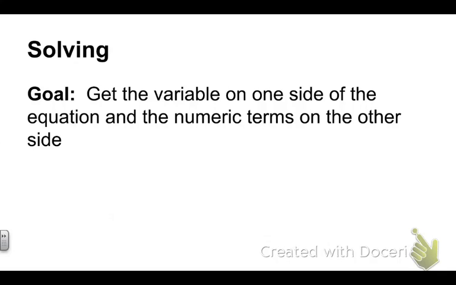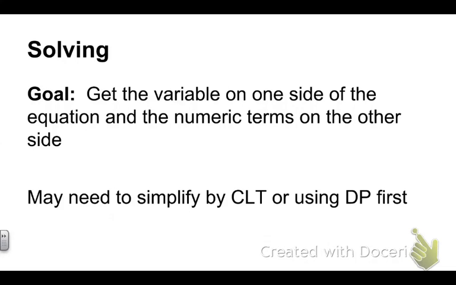So what I mean is the variables need to go either on the left or the right side of the equal sign, and then your numbers, just the constant term, need to go on the other side. You may need to simplify by using combining like terms or distributive property.